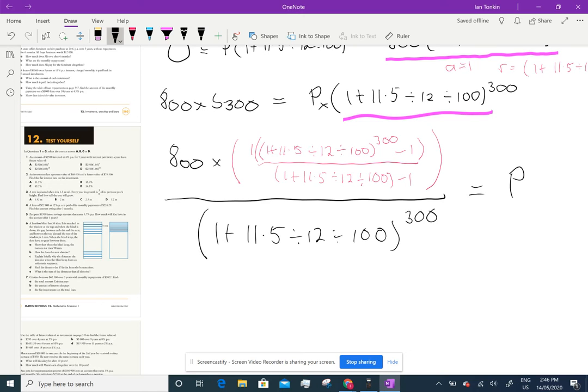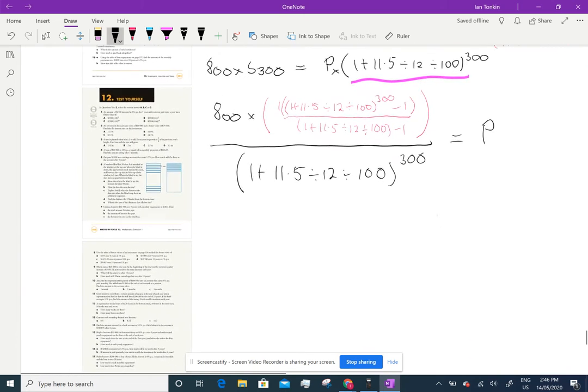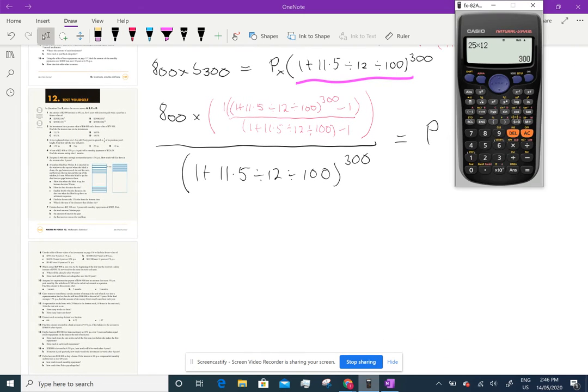Now, if you try and type that into your calculator, it's too big. Your calculator won't deal with it. So what I'm going to do is use the memory in my calculator. I'm going to get that 1 plus 11.5 divided by 12 divided by 100 and make that my answer. So let's do that. 1 plus 11.5 divided by 12 divided by 100. And there's that number, and it's now in my answer.